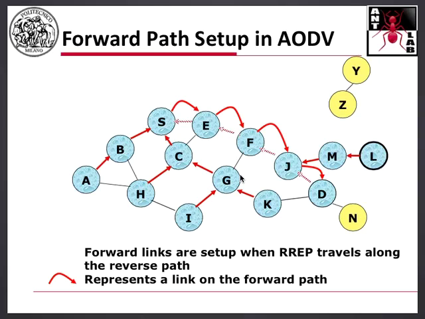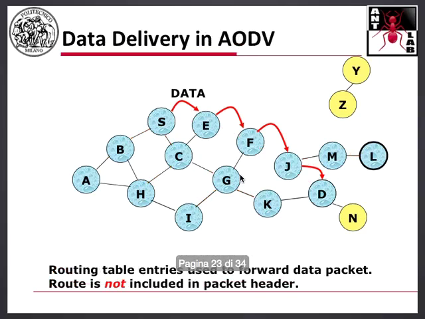Clear? And that's exactly the path followed by the data, so the path followed by the packets sent by S to D.